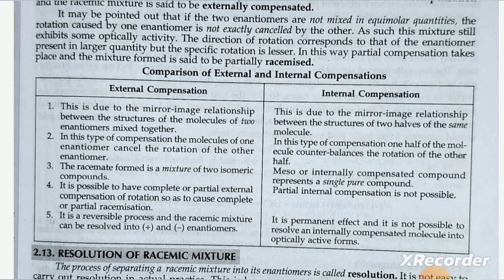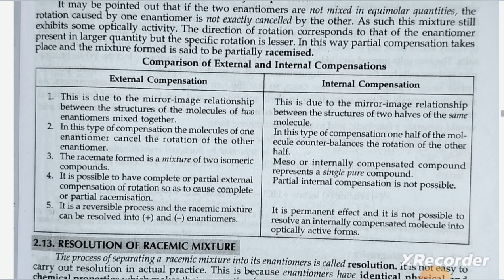External compensation is a reversible process and the racemic mixture can be resolved into plus and minus enantiomers, whereas internal compensation is a permanent effect and it is not possible to resolve an internally compensated molecule into optically active forms.